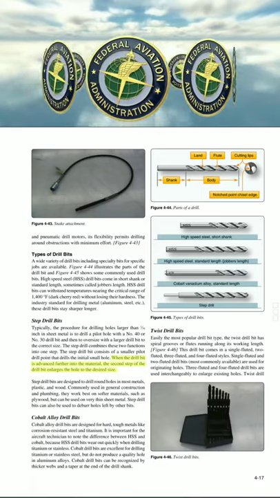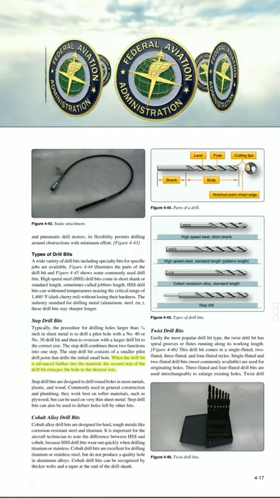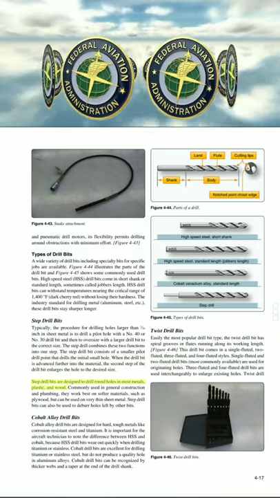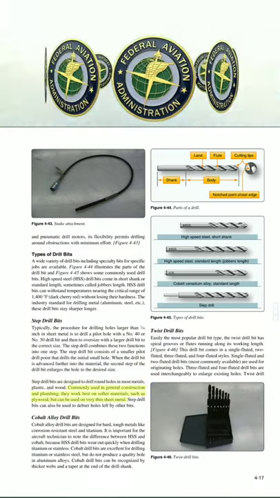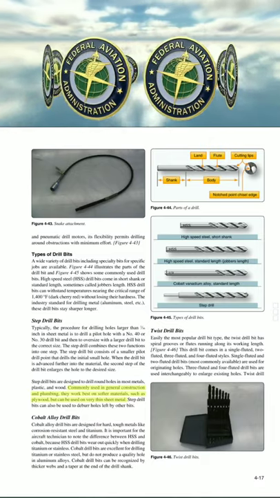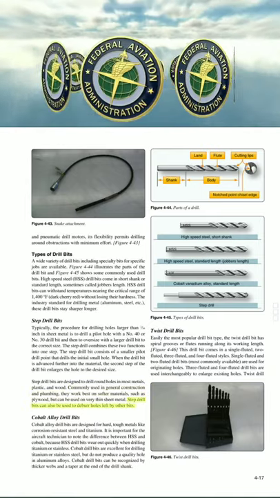When the drill bit is advanced further into the material, the second step of the drill bit enlarges the hole to the desired size. Step drill bits are designed to drill round holes in most metals, plastic, and wood. Commonly used in general construction and plumbing, they work best on softer materials, such as plywood, but can be used on very thin sheet metal. Step drill bits can also be used to deburr holes left by other bits.